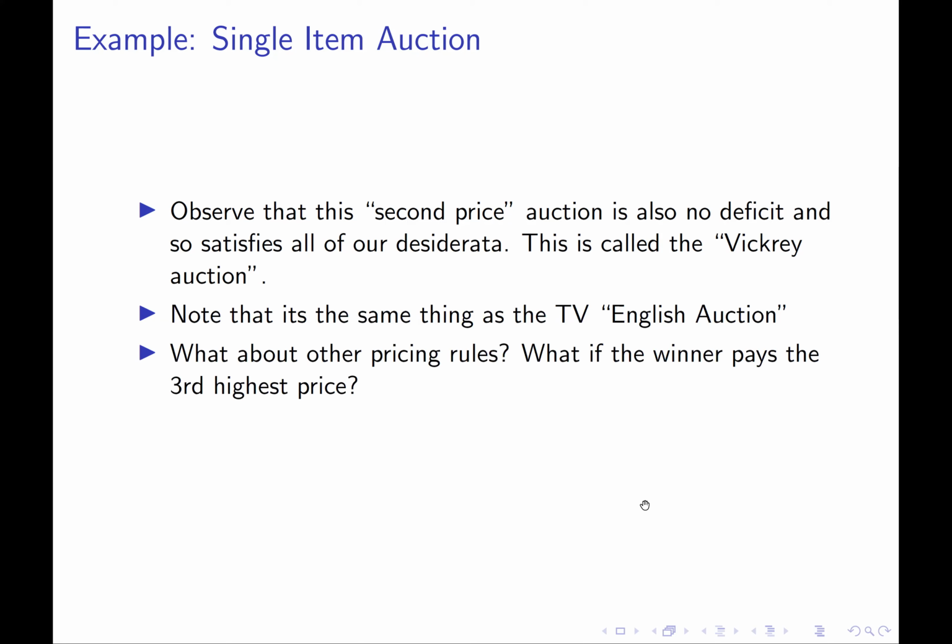All right, one more question just to get our heads around this stuff. So we seem to have gotten a big improvement from asking the winner to pay the first highest price to asking them to pay the second highest price. What if we go even further? What if we ask them to pay the third highest price? Do we get an incentive compatible mechanism?